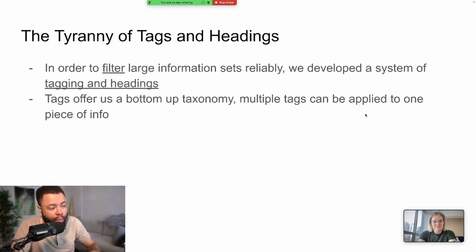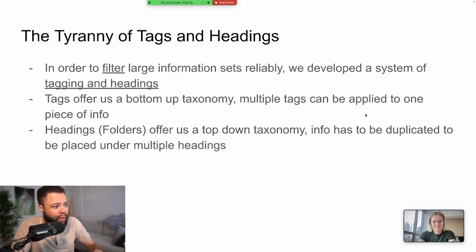Tags are basically a bottom-up taxonomy. So multiple tags can be applied to one piece of information. And headings are a top-down taxonomy. They're like folders, they're boxes, kind of like this belongs in this, everything in this room is in the folder of the living room, right? But a couch doesn't necessarily need to be in a living room. It can be in other rooms too, right?